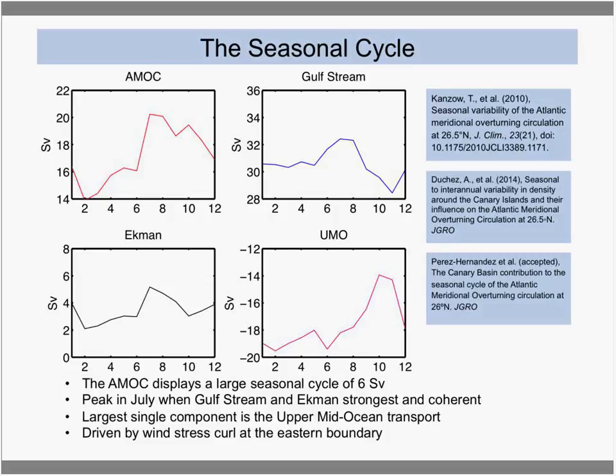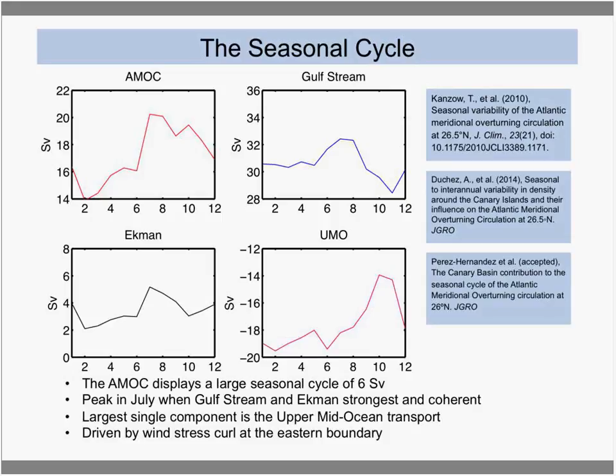For later on, because we're going to say something different at the end of the talk. We were able to determine the seasonal cycle of the overturning circulation. So here we've got 4 favoured components. Again, we've got the overturning circulation in red on the top left, the Gulf Stream, Ekman, and upper mid-ocean transport. The very large seasonal cycle is 6 Sverdrups. It's got a peak in July. So I think when Torsten Kanzow wrote the first paper on seasonal variability, the peak will have been in October. But in more recent times, the contribution of the Gulf Stream and the Ekman, both of which peak in July, has really led to the biggest peak in the overturning circulation seasonal cycle.